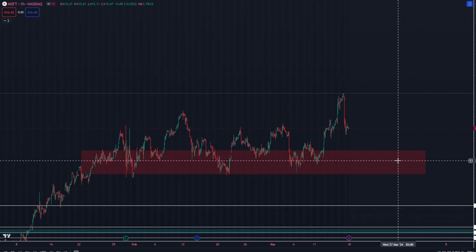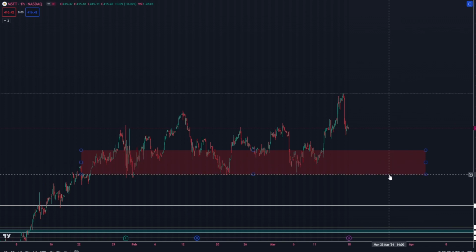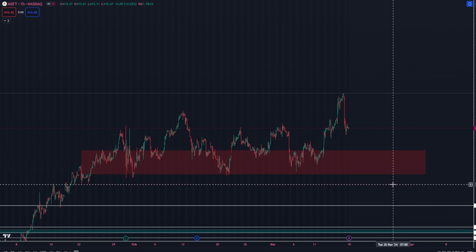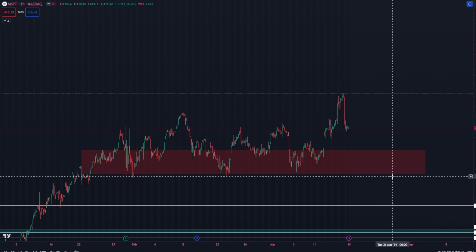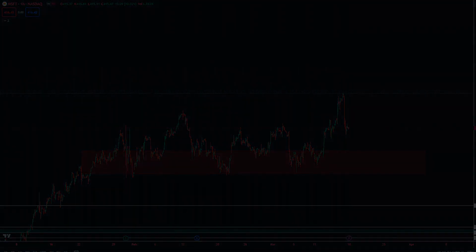And then after this 400 level, I'd like to see this 397 into this 393.72. Again, just call it 394. So that's really all that I'm looking for on Microsoft.